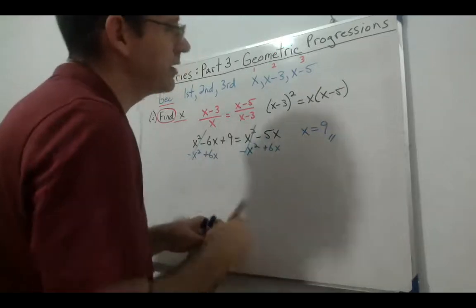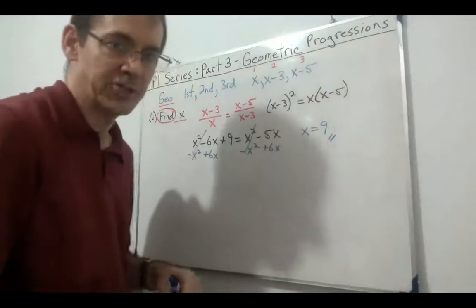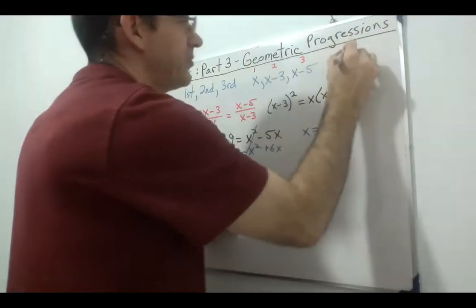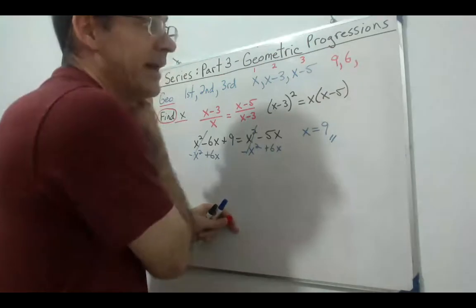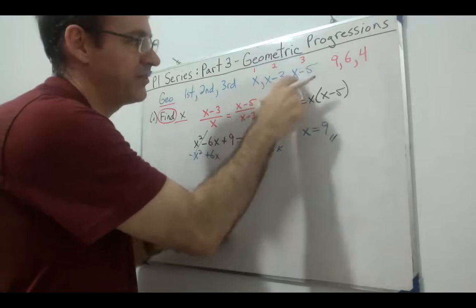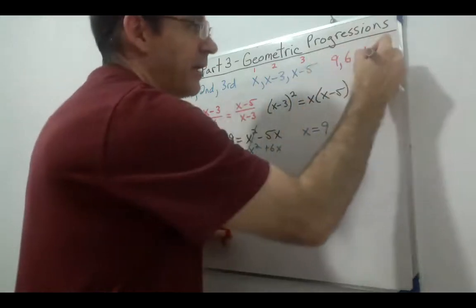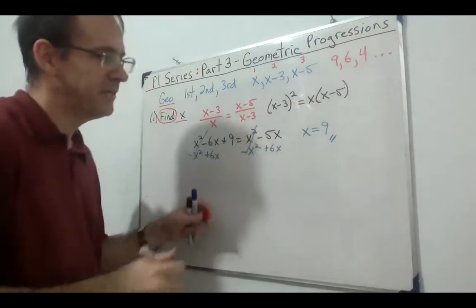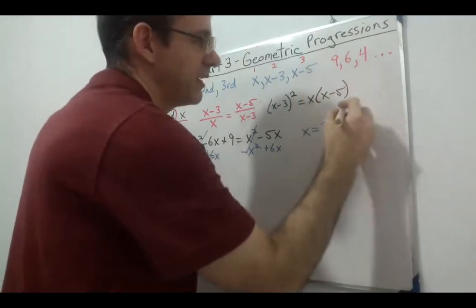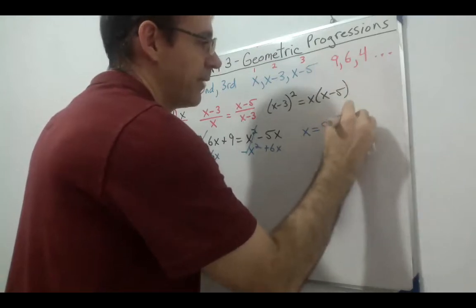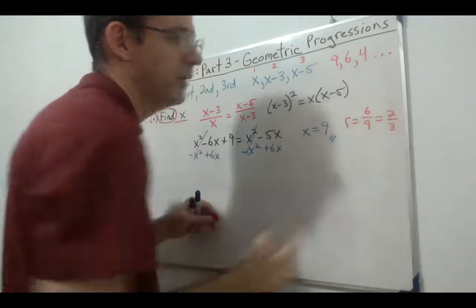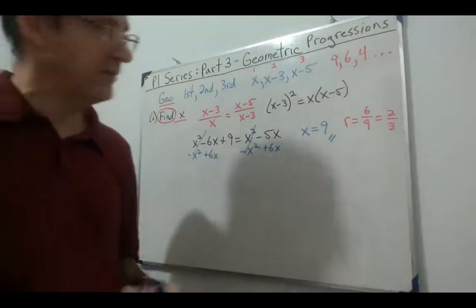So if we want to, we can go back and establish our geometric progression. So we have a 9. 9 minus 3 is 6. And 9 minus 5 is 4. Okay, so 9, 9 minus 3, 9 minus 5. Here are our first 3 terms of the progression. And if we want to find the ratio, all we need to do is divide. So our ratio is 6 over 9, which equals 2/3. Now, why am I doing the extra work?